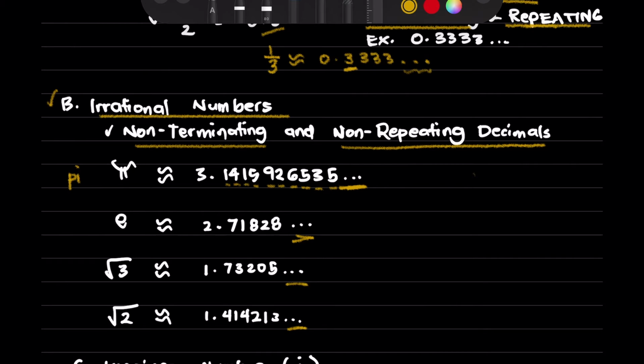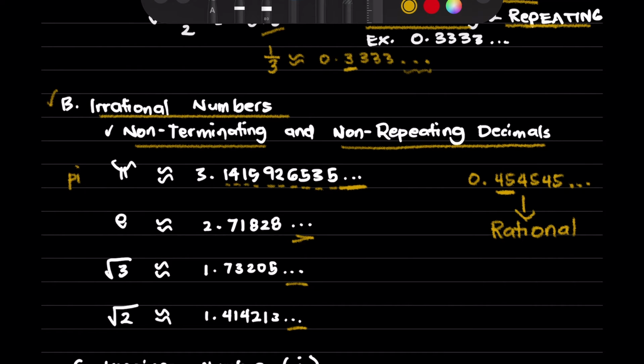Example ng umuulit pa is ito. 0.45, 45, 45, and so on and so forth. So, kapag ganito yung nakuha mo, di ba umuulit yung 0.45? Ito ay isang klase ng rational. Pero ito, wala kang nakita na umuulit yung pattern. So, it means this is irrational. Kapag wala kang napansin na pattern niya, that is irrational.